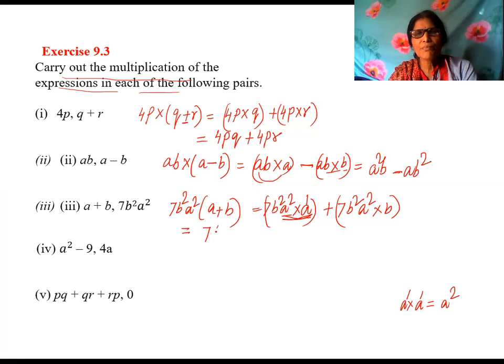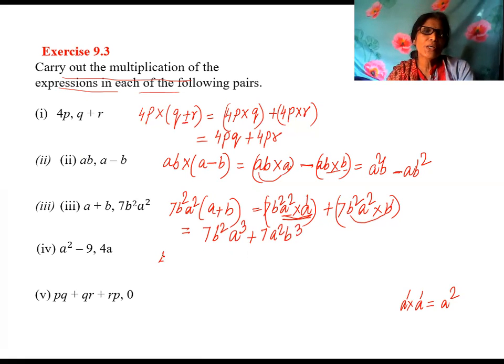So 7B square A cube plus, here what will be added? B square and B, powers 2 and 1 will be added. So 7A square B cube. So this is the answer.